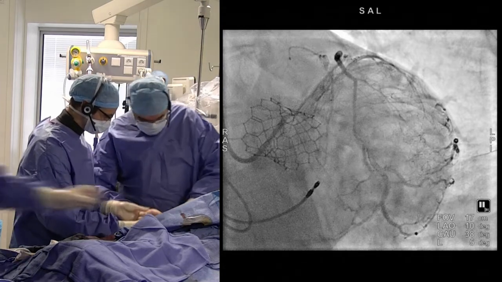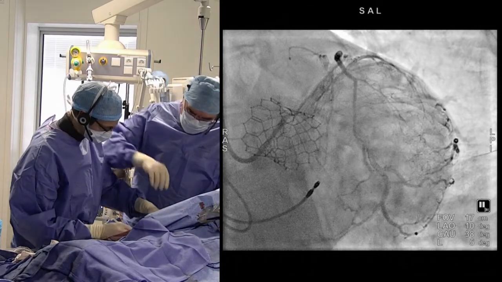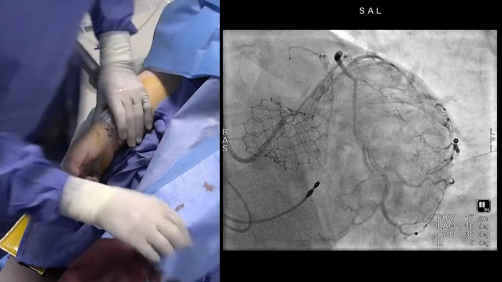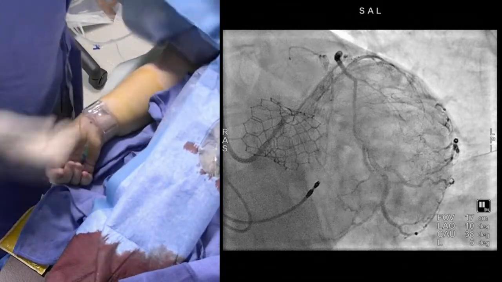Almost there. John, further there. Okay, so now we'll remove the sheath. We place the TR band. Transradial approach, right? I must say, this is fine because we did it via the transradial.